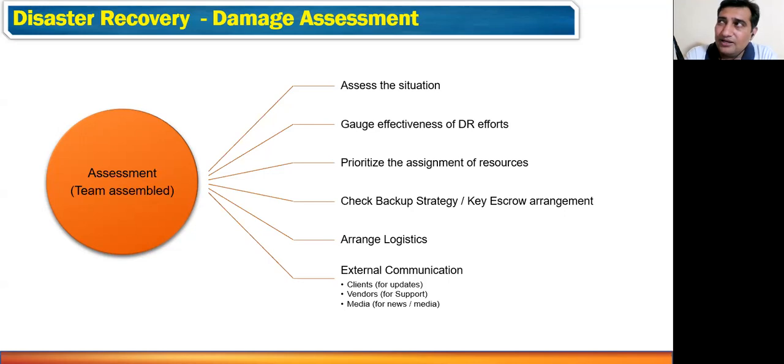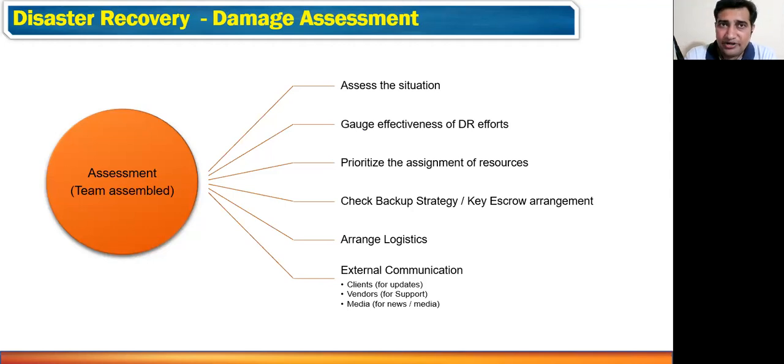Maybe, for example, there is one server and data needs to be recovered. This particular data is encrypted, and the team does not have the decryption key, right? So they need to see what kind of arrangement is there. So they will follow that checklist accordingly, right? And then they may, in some cases, need to arrange some kind of logistics and also external communication. For example, if your company is hit by a big ransomware, now you are part of the entire ecosystem. You have suppliers, you have vendors, you have customers.